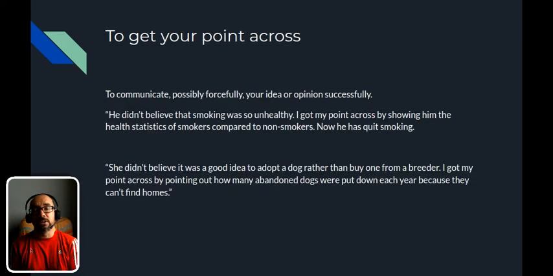To get your point across, which is to communicate, possibly forcefully, your idea or opinion successfully. He didn't believe that smoking was so unhealthy. I got my point across by showing him the health statistics of smokers compared to non-smokers. Now he's quit smoking. She didn't believe it was a good idea to adopt a dog rather than buy one from a breeder. I got my point across by pointing out how many abandoned dogs were put down each year because they can't find homes.